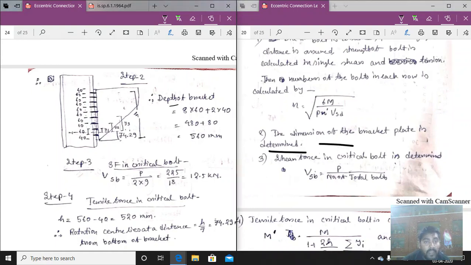So the depth of the bracket plate will be 8 into 60, because 60 is the pitch, plus 2 into 40. So this is the depth of the bracket plate A, which is equal to 560 mm.